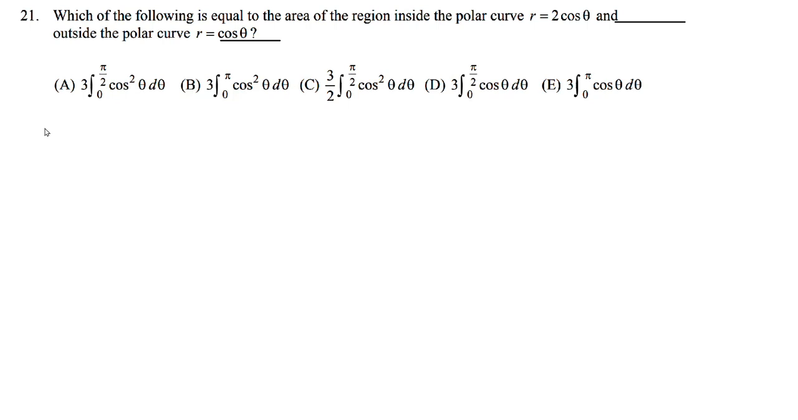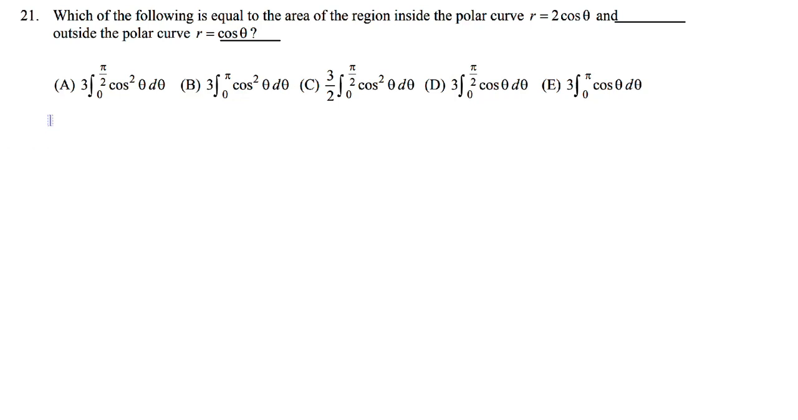Hi friends, in this one let's answer these questions from the 1997 AP Calculus BC multiple choice section, question 21. Which of the following is equal to the area of the region inside the polar curve r equals 2 cosine theta and outside the polar curve r equals cosine theta?